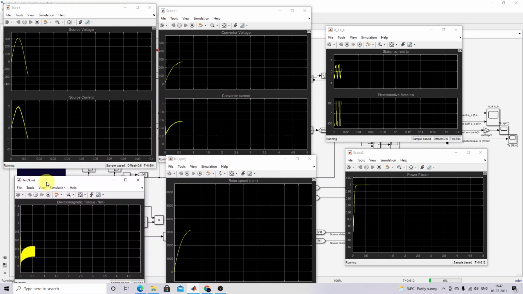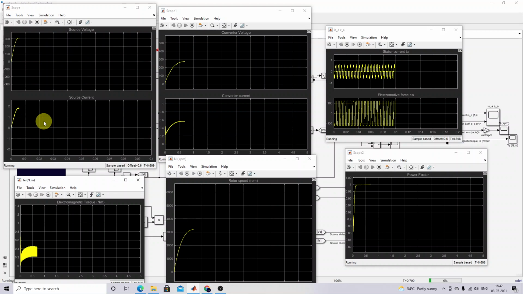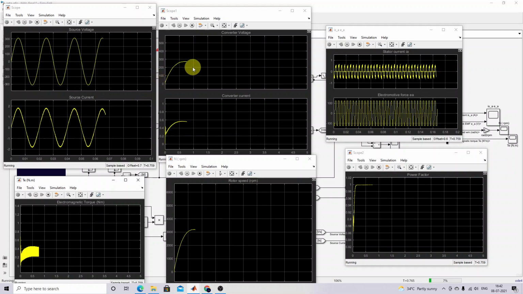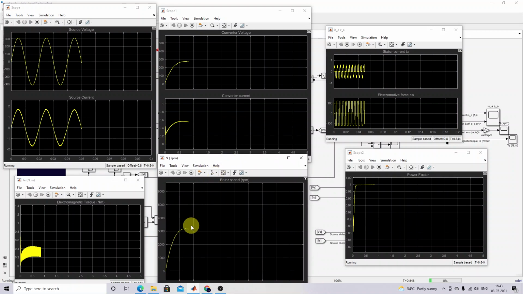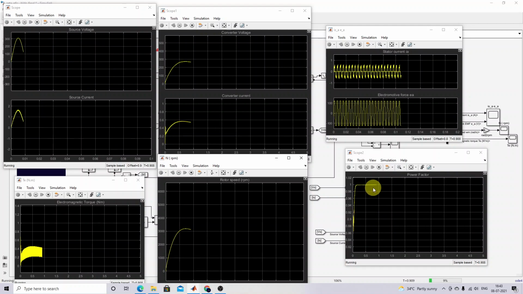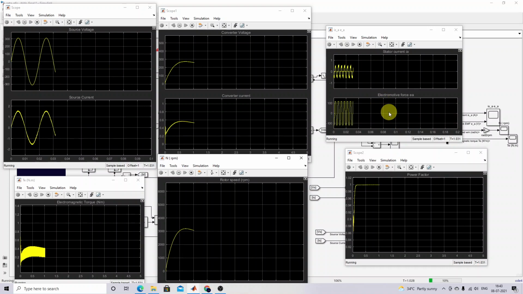So here you can see this is the source voltage and then the source current, right? Both are in phase. And you can also see the nature of the source current is sinusoidal. Here this is the converter voltage, and this is the converter current, and this is the speed of the BLDC motor. This is the torque of the BLDC motor. So this is the power factor. You can see the power factor maintaining at around 1, right? This is the stator current of the BLDC motor, and this is the back EMF of the BLDC motor.